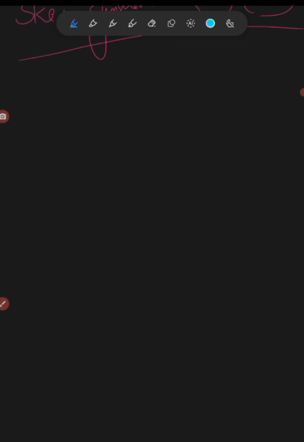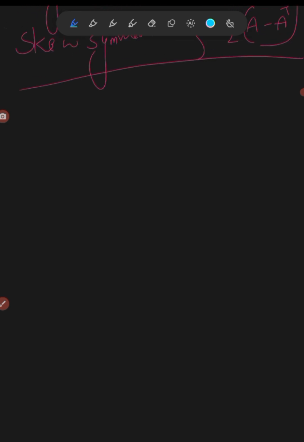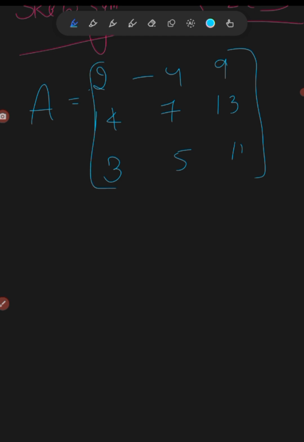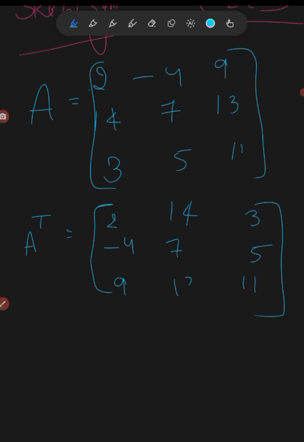Okay, let me take a question. A equals 2, minus 4, 9, 14, 7, 13, 3, 5, 11. The transpose of this matrix means the diagonal elements remain the same and the non-diagonal elements exchange their positions, like the lower diagonal elements are written in the upper diagonal elements' place and the upper diagonal elements will be written in the lower diagonal elements' place, where here 14, 3, 5, minus 4, 9 and 13.